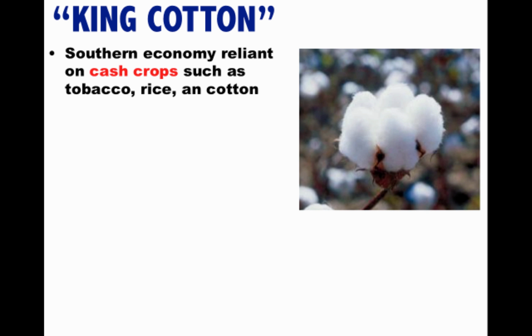So let's take a look at this kind of Southern society. And when you think about Southern society, you have to think about King Cotton. Cotton was key. The Southern economy was always reliant on cash crops, whether that be tobacco in Virginia during the colonial times or rice in South Carolina, but also cotton.